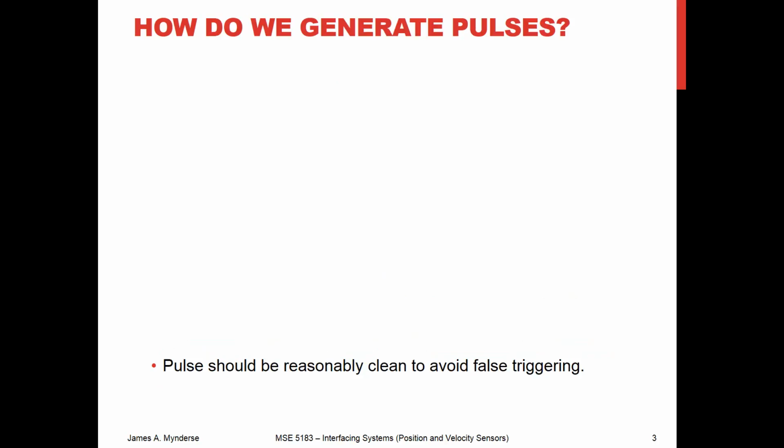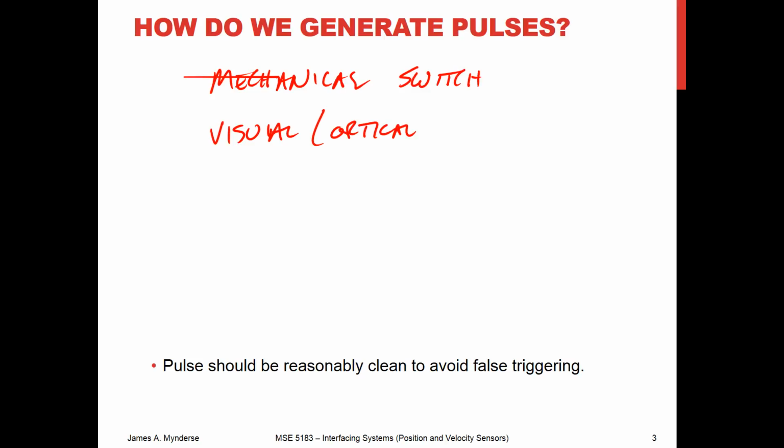Well, if you've seen some of these sorts of systems before, you know that you could use a mechanical switch. You could use some sort of visual or optical switching. You could use something magnetic. You could use pressure. There's other options. But whatever you choose, you need a nice, clean, squared-off pulse.